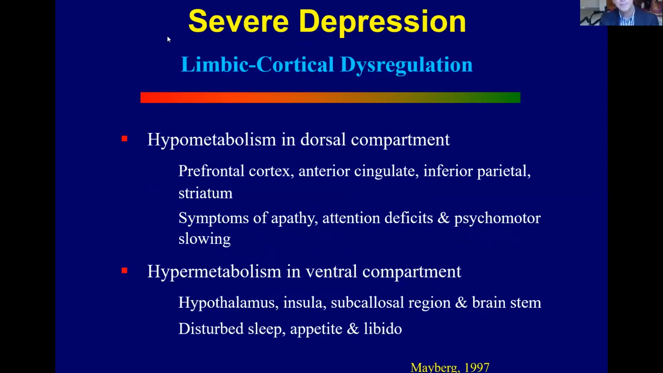In severe depression, there's the theory of Limbic-Cortical dysregulation, the theory that was proposed by Mayberg in 1997. And the theory is that there's hypometabolism in the dorsal compartment, prefrontal cortex, anterior cingulate, inferior parietal, and striatum, producing the symptoms of apathy, attention deficits, and psychomotor slowing. And hypermetabolism in the ventral compartment, the hypothalamus, insula, subcallosal region, and brainstem, resulting in disturbed sleep, appetite, and libido.